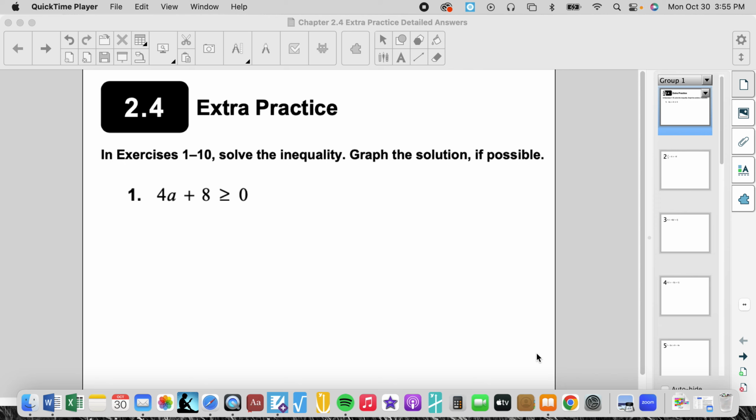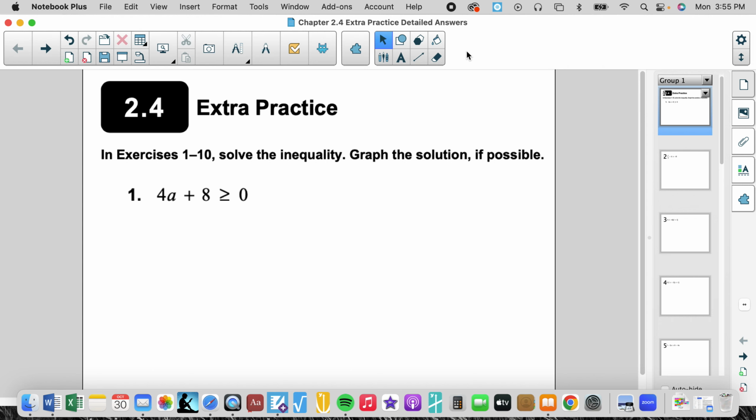This is 2.4 extra practice. We are still dealing with inequalities, solving for inequalities. We're going to start introducing more variables on both sides, and also interesting things. As we know, when we get variables on both sides, sometimes they cancel out. So solve this inequality, graph the solution if possible.